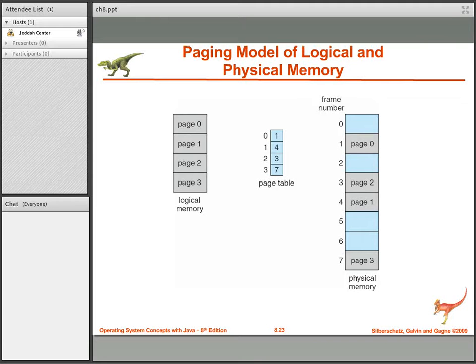So, for example, here you have page 0 in the logical memory being placed in frame number 1 in the physical memory, the shaded area, the gray area. Similarly, for pages 1, 2, and 3, let's say we consider page 3 in the logical memory. From the page table, it gives us the location in the physical memory as 7. So this is placed in frame number 7 in the physical memory.